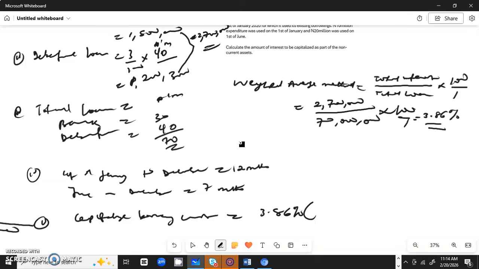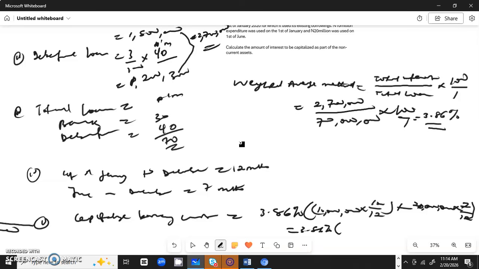So the first loan was 10 million multiplied by 12 over 12, okay. So let's close that, plus the second loan was used for 7 months, which is 20 million multiplied by 7 over 12. So what's the answer? So let us do the calculation.